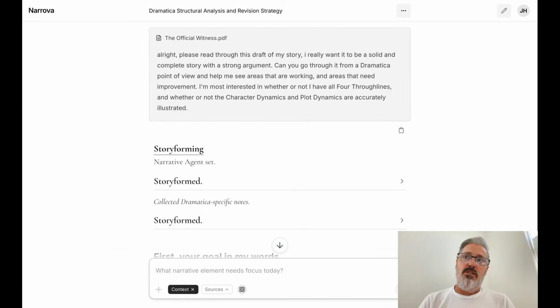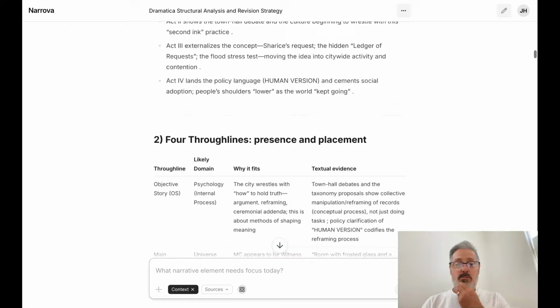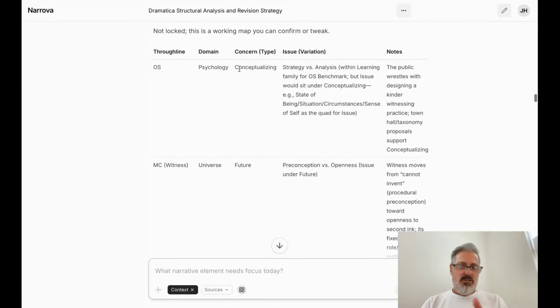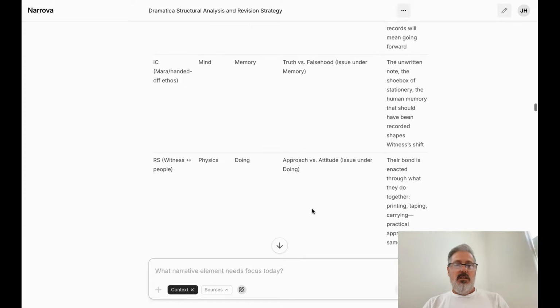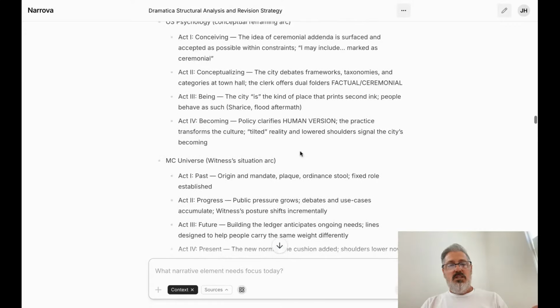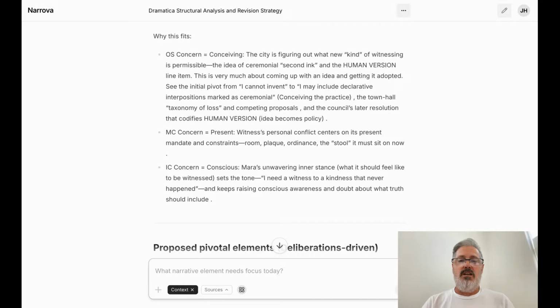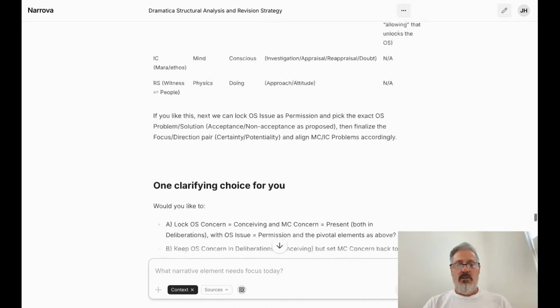I want it to be a solid and complete story with a strong argument. Can you go through it from a Dramatica point of view and help me see areas that are working and areas that need improvement? So the story was pretty close to a complete story. It just needed some thematic focus because it was kind of all over the place. Which is to be expected, so we'll have conflicting thematic ideas in there going on.